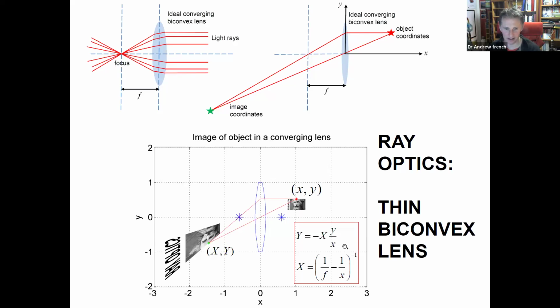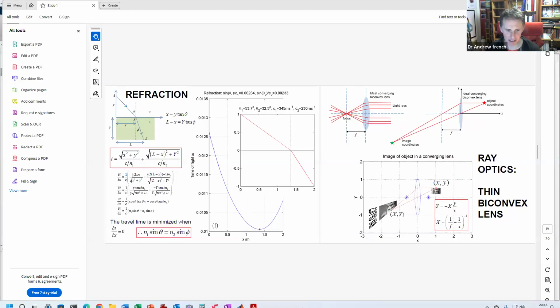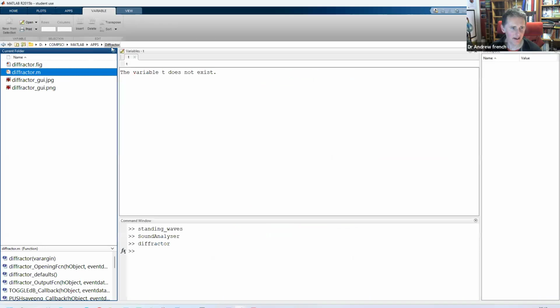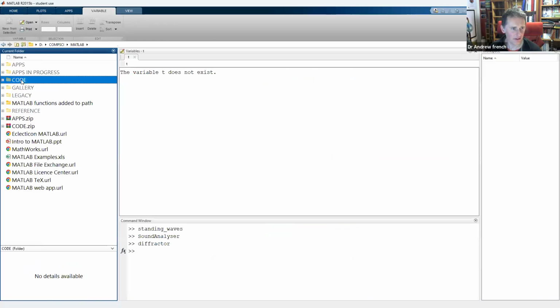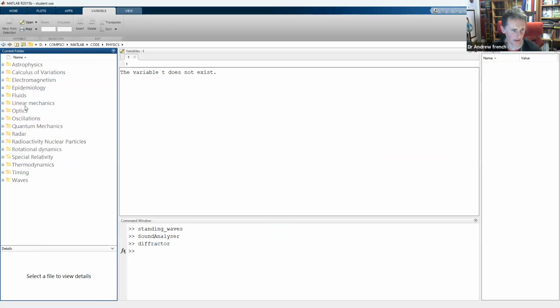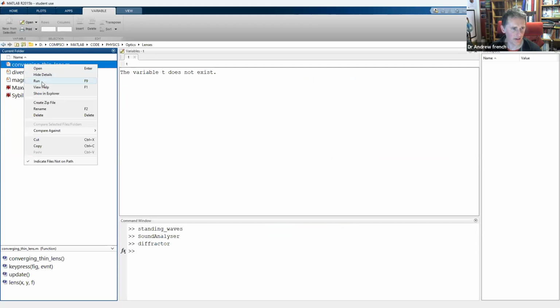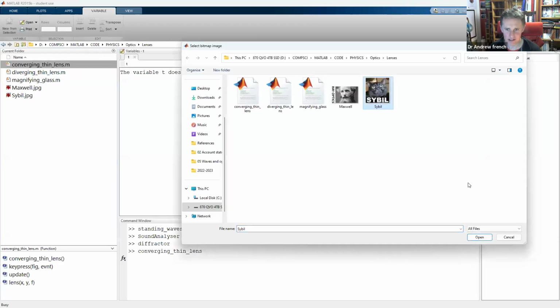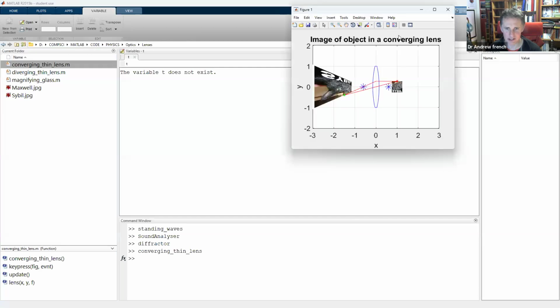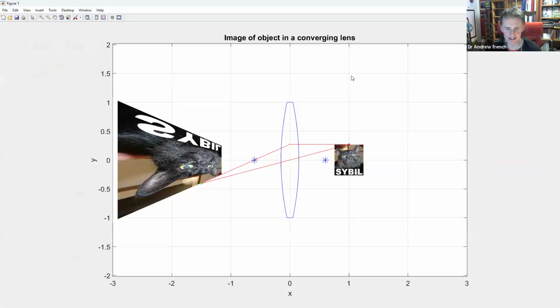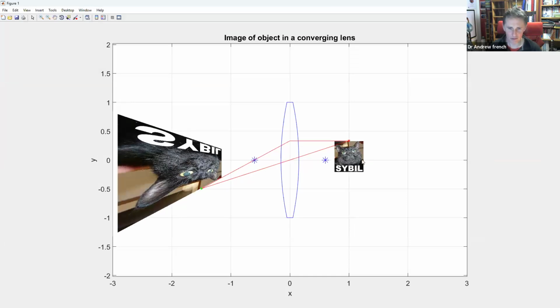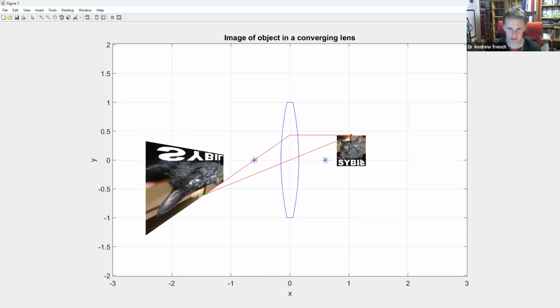So what I've got here is a little simulation in MATLAB. Okay, so if I go to code, I go to physics, go to optics, lenses, and we'll go to, say, converging thin lens. So there we go. Let's have Sybil the cat. Sadly, she died last year, so she's going to be memorialized in this presentation. So there we go. The red spot on the top of Sybil's head goes here through my lens, and I can move Sybil around using my keys.